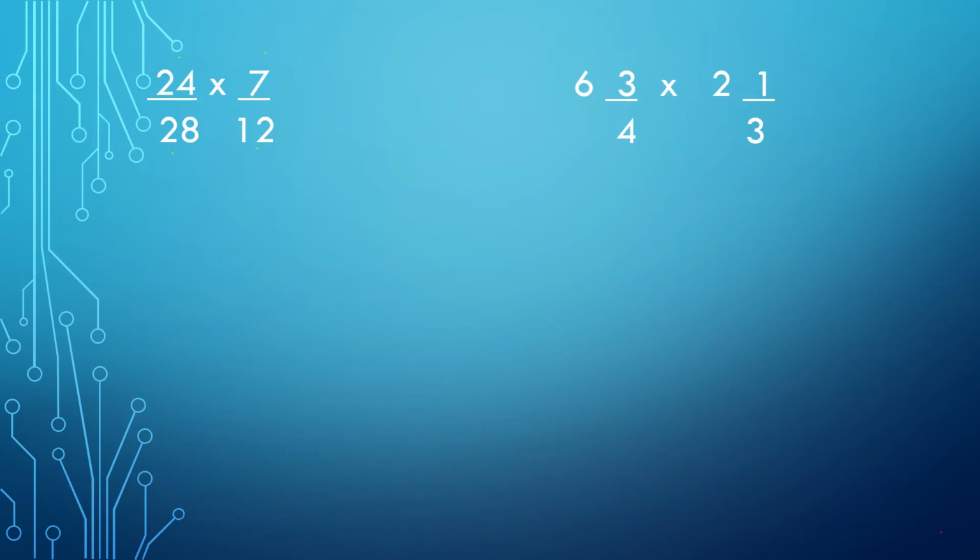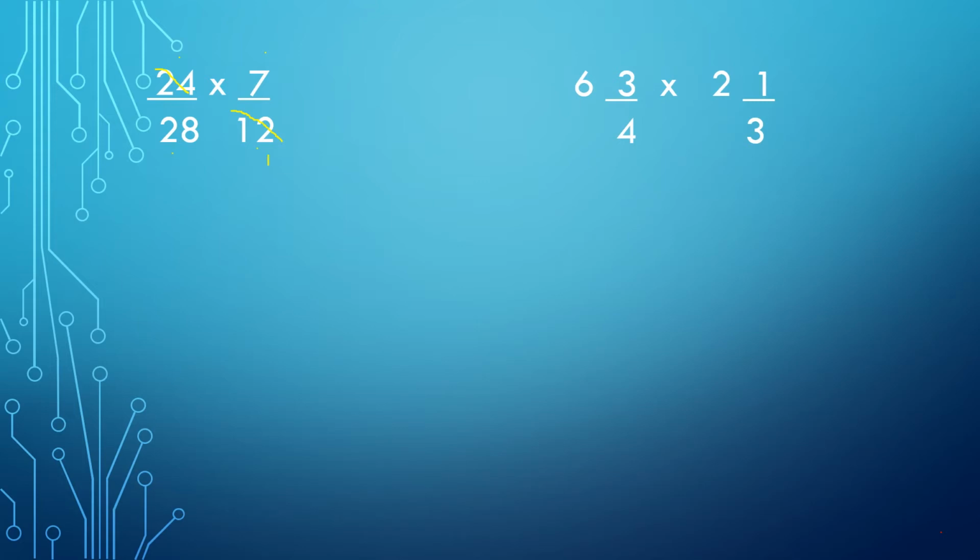let's get into it. Now here we have 24 over 28 times 7 over 12. And I can see here that, yes, I can reduce 24 and 28, but I can also reduce 24 and 12 as well as 28 and 7. So since that's going to give me smaller numbers to work with, I'll go ahead and reduce diagonally. So I know that I can reduce 24 and 12 with 12 because 12 is the GCF of 12 and 24.